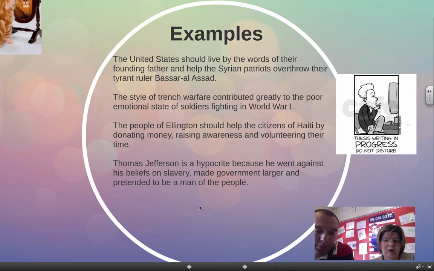And you could take either one of these, the Thomas Jefferson one or the Ellington one, and easily just tweak the wording to make them not an argument. You could tell me all about how people in Ellington are helping without making it an argument at all. Just by rewording your thesis, changing "should" to "are": the people of Ellington are helping the citizens of Haiti by, and just reporting on what they're doing. Thomas Jefferson, that one I think has to be an argument.